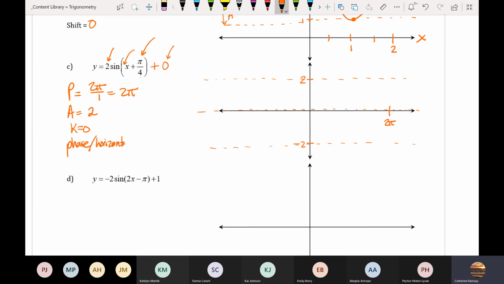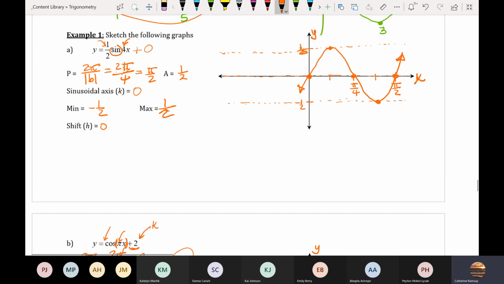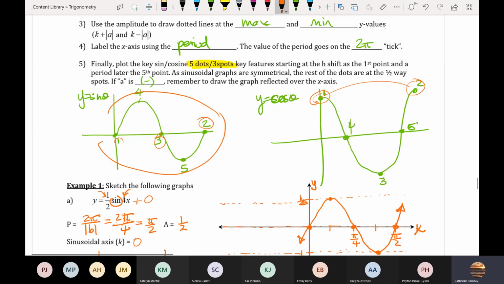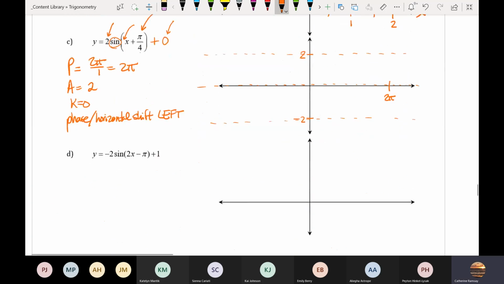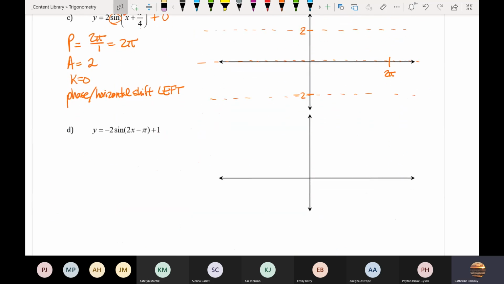Is it going left or right? Left. It is going left. Very good. Shift left. So that means, because it's a sine graph, if I go back to what my sine graph looks like, do you see my sine graph starts at the median, and then a period later it's at its median? I'm going to be shifting that now left, pi over 4.